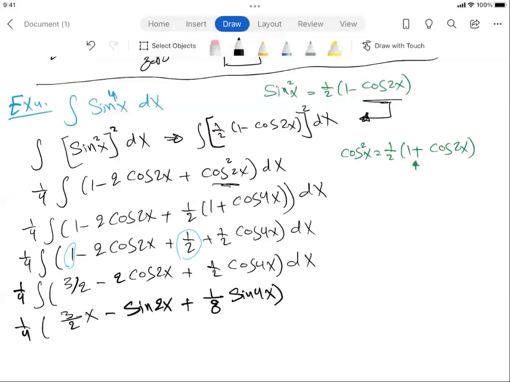And I simply will add the constant. So the final answer is 1/4 multiplied by 3/2 x minus sine of 2x plus 1/8 sine of 4x plus constant.